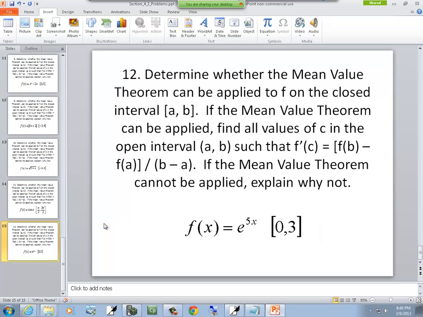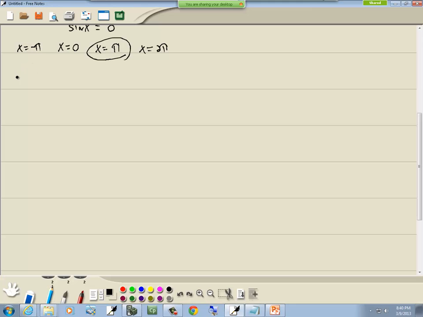Let's take a look at this problem. We've got f of x is equal to e to the 5x between 0 and 3. Well, when you have e to a power, it's continuous everywhere. It's just a nice graph, and the derivative of it is also continuous. It's kind of like a polynomial. You're fine everywhere. So let's go through our steps.